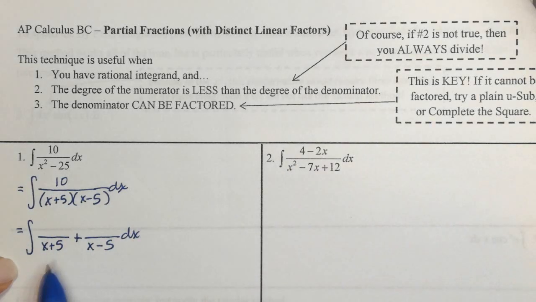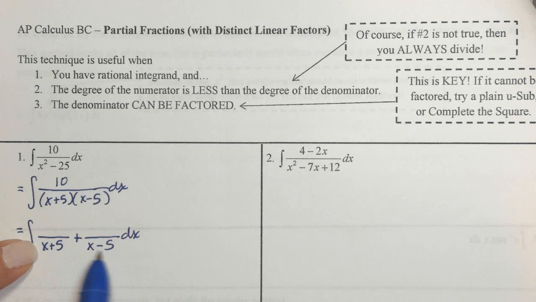I do know that these numerators will just be numbers. I do know that there will not be x's in here, okay? That's true because the degree of these denominators is 1, they are linear, and if the denominators are both linear, you're not going to have an x up here. There's no way that would add together to get 10.